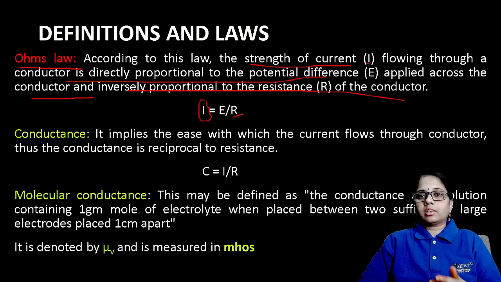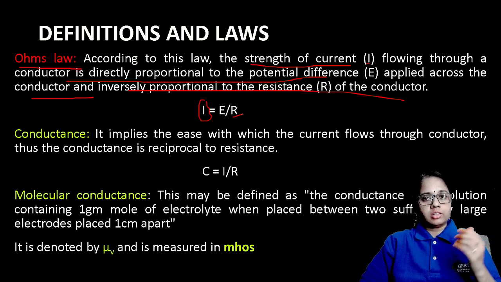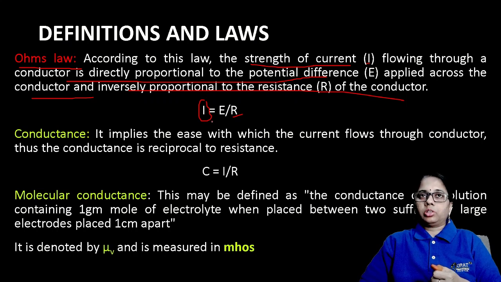We know that R indicates the resistance, whereas I is the strength of the current. E is the potential difference here. So Ohm's law states that I is directly proportional to E as well as inversely proportional to R. So if you know the resistance, you can calculate the current.